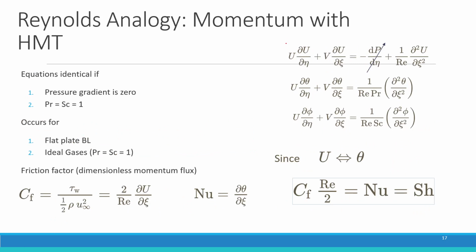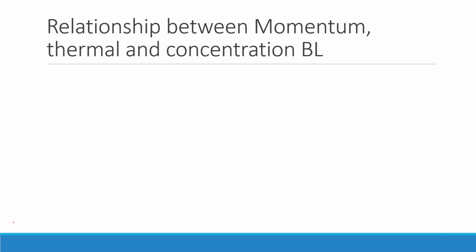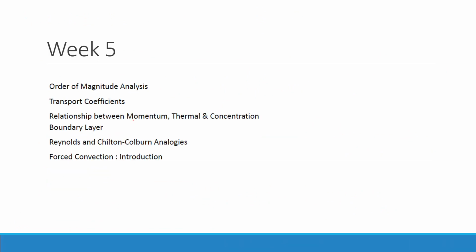Similarly, if we derive an analogy between momentum with heat and mass transfer, we can get this friction factor, that is Cf, the ratio of stress upon the inertial term, that is half of rho velocity square. So this formula will be again useful to you. Then there is this formula related to the Reynolds-Chilton-Colburn analogies, so that we will see when we solve the questions.